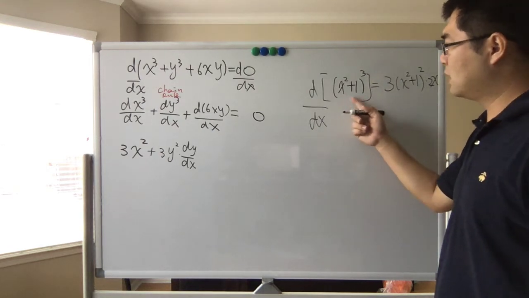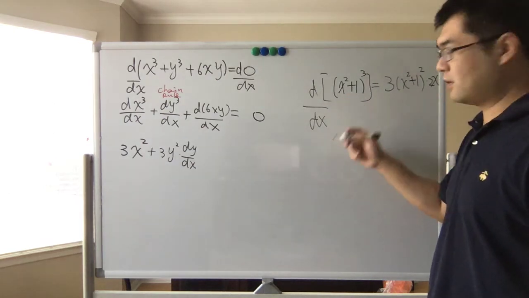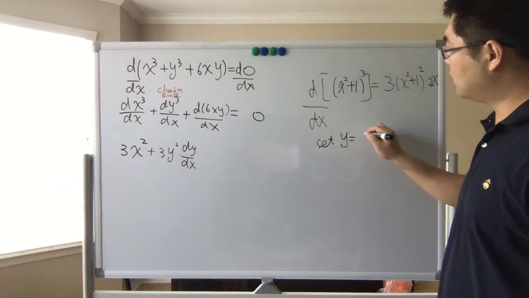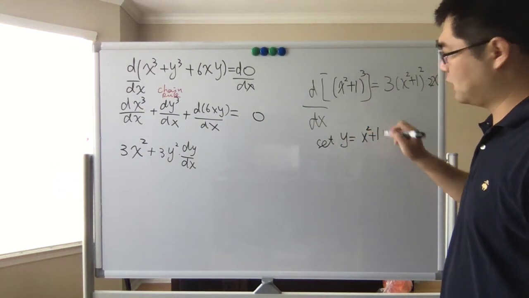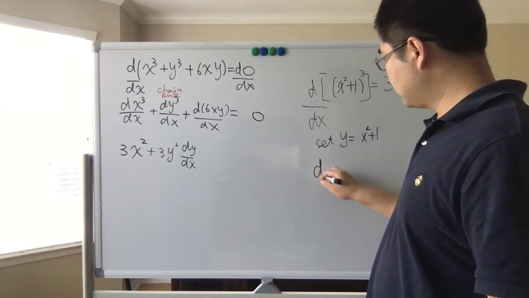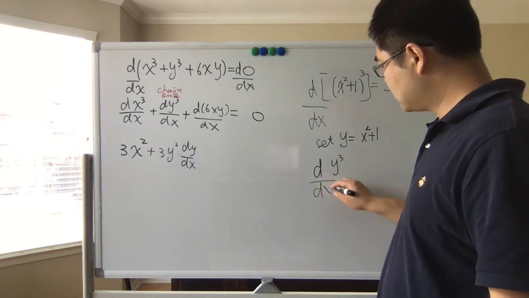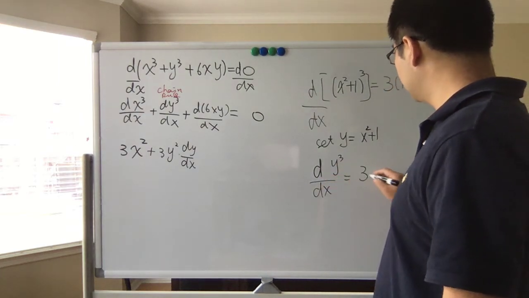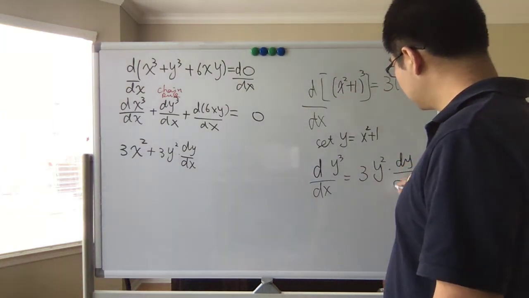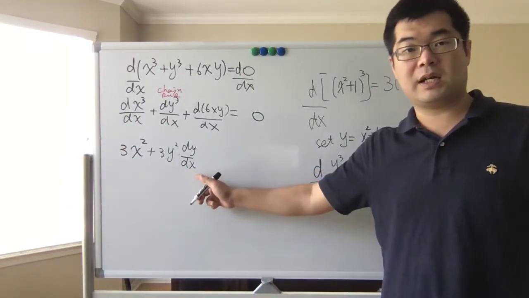if we make a substitution for the inside function, let's set y equals x squared plus 1. And then, do you agree this is what I get? d(y cubed)/dx equals 3y squared times dy/dx, which is exactly here.